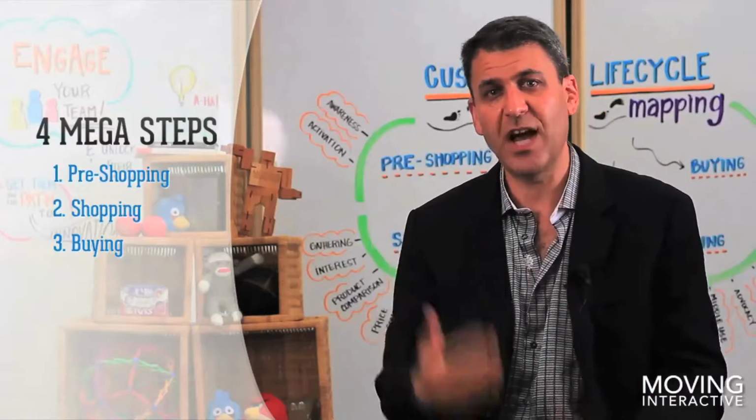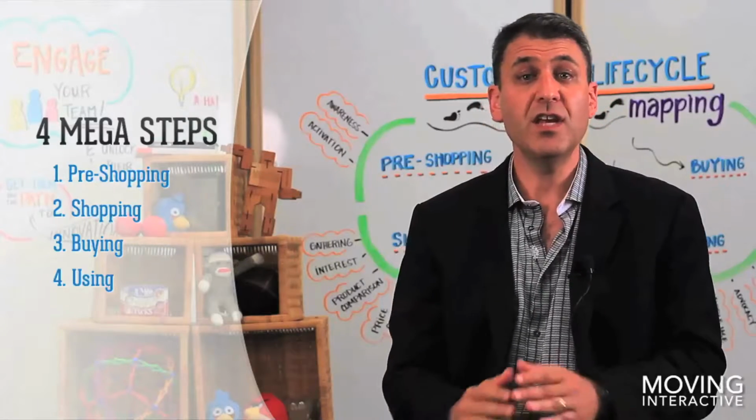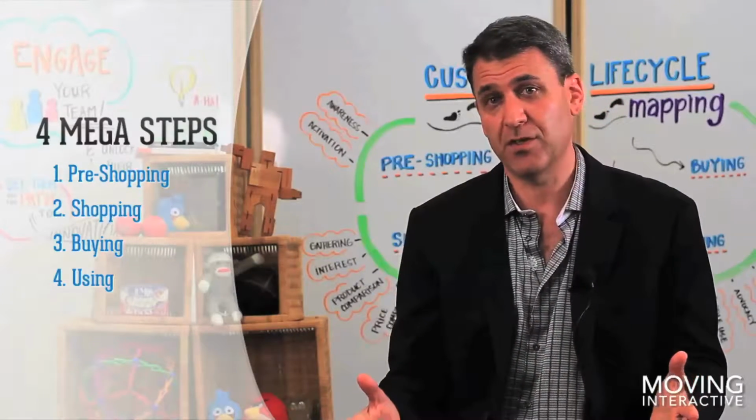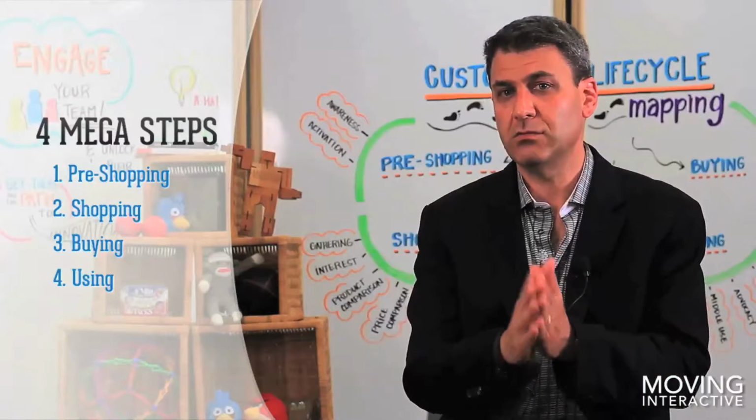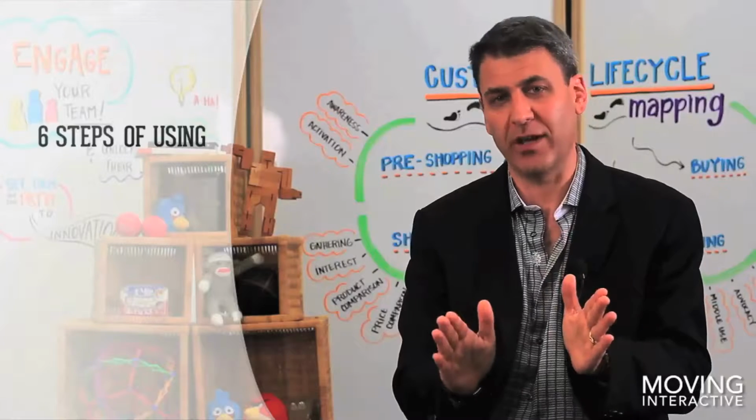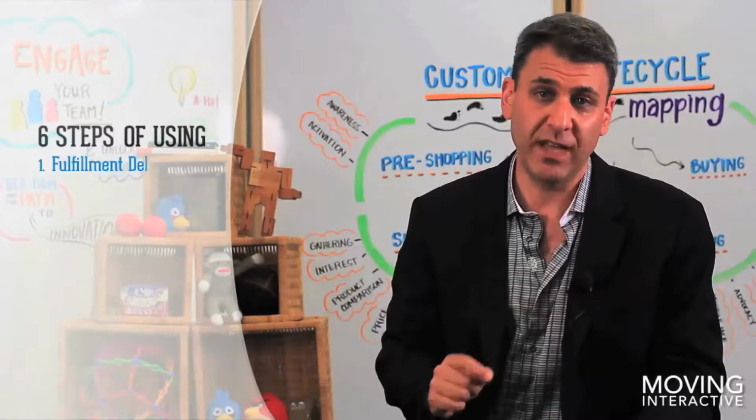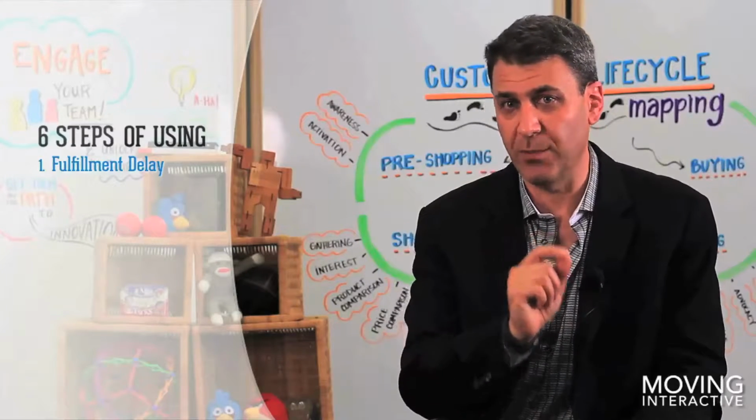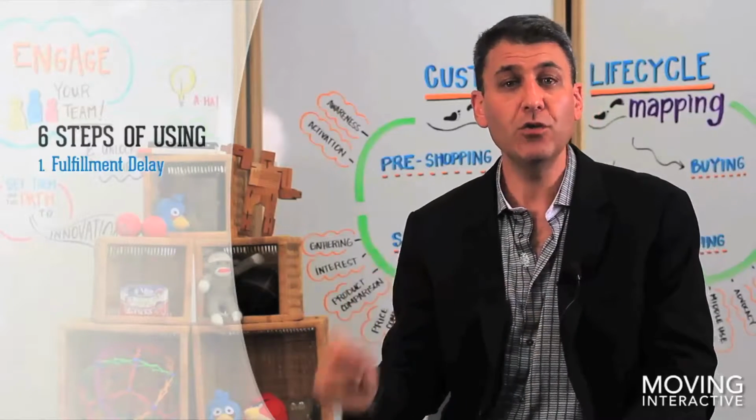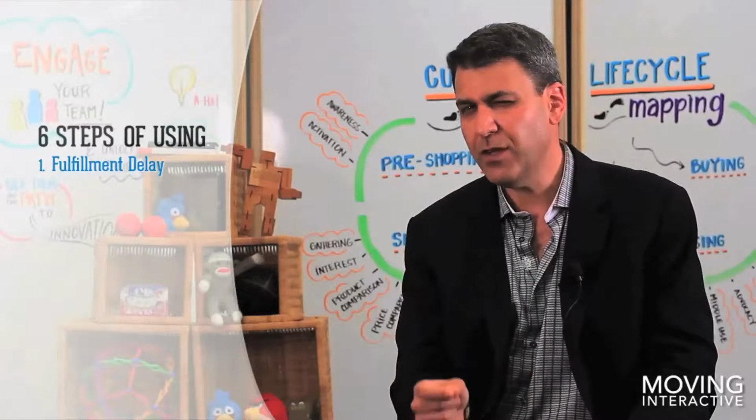Congratulations, your customer has now moved into the fourth mega step, using. This is the experience of your product or service. We break using into, don't get scared, 6 steps, but we'll move through them quickly, I promise. The first step of using is what we call fulfillment delay. This is the time from when the customer completes the transaction to when they begin use of your service or receive your product. Sometimes this gap does not exist, but often it does.